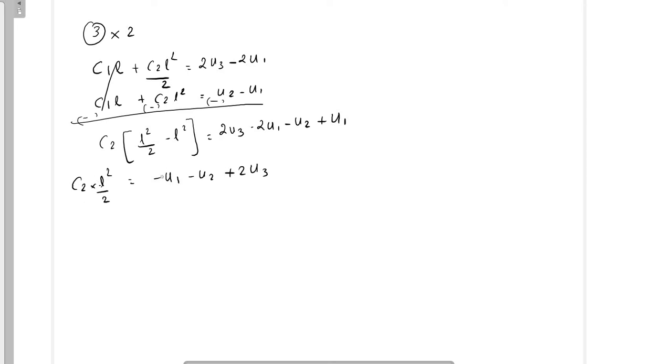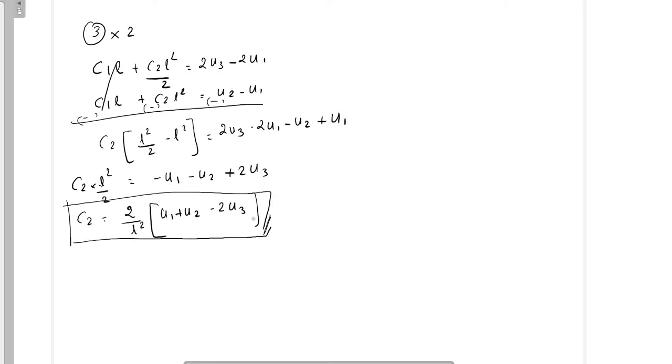If you take minus L square by 2 outside, on the other side, C2 equals 2 by L square, multiplied with the minus value: u1 plus u2 minus 2u3. So we got the value of C2. By using the value of C2, we should find out the value of C1. So I am going to substitute C2 value in equation number 2.